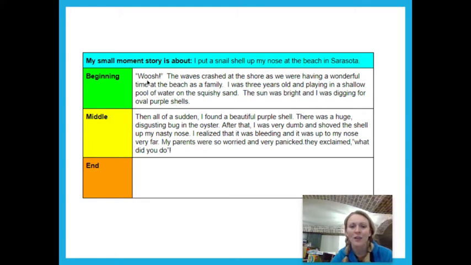Now, not only do I love that she started with onomatopoeia there that made it so interesting, it's a great hook to make your readers want to read more. There are so many adjectives that really help paint this picture here. They're having a wonderful time at the beach. She's playing in the shallow pool on the squishy sand. The sun was bright and she's digging for oval purple shells. Ellis, I think you did a fabulous job with that.